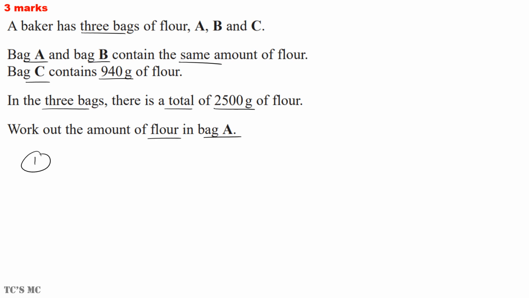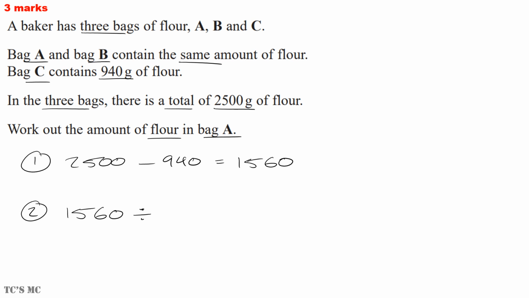For step 1, we need to do the total subtract the amount in bag C. So 2,500 subtract 940. We get 1,560. That is our first mark. Step 2, we are told that bag A and bag B contain the same amount. That is why we are going to do 1,560 divided by 2. That is our second mark. We end up with 780. That means in bag A, there is 780 grams of flour, and that is our third mark.